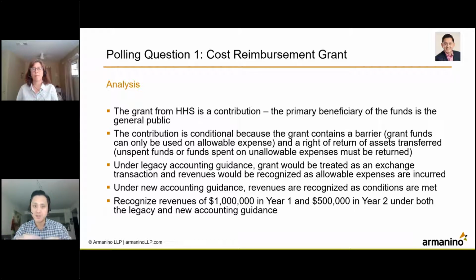Also, Renee mentioned that under legacy standards compared to the new standard, there's not going to be a whole lot of difference in the timing, the amount, or revenue recognition. You're still going to recognize essentially the revenue when that condition is met. In this case, you incurring an allowable expense. So in this example, you incurred $1 million of allowable expenses in year 1, you recognize $1 million of revenue in year 1. You incurred $500,000 of allowable expenses in year 2, you recognize $500,000 of revenue in year 2. No difference between the legacy guidance and the new 2018-08 guidance.